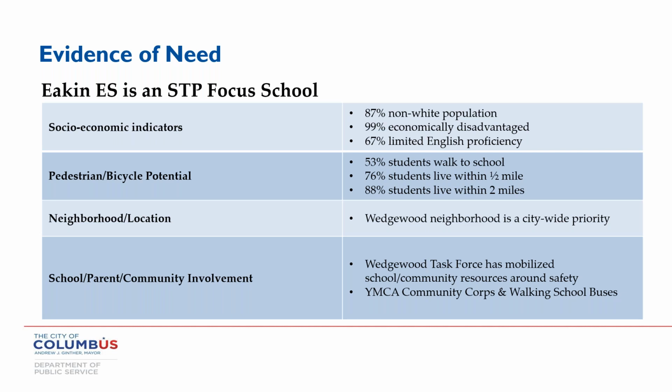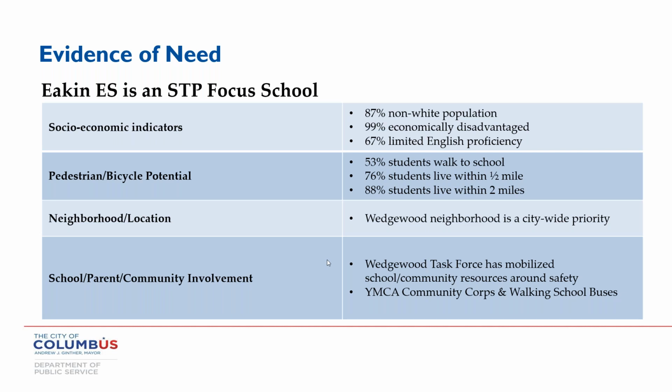For Eakin Elementary School, these are some of the socioeconomic indicators. 87% non-white, 99% economically disadvantaged, according to the Ohio Department of Education. 67% have limited English proficiency. There are a lot of new Americans that live just south of Eakin Elementary School. There are some apartment complexes down there where there's a very large Somali population, among others.